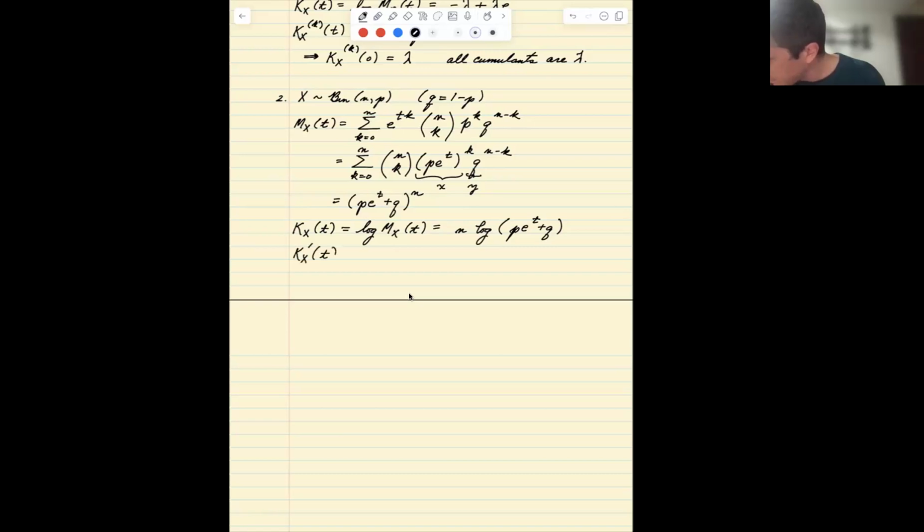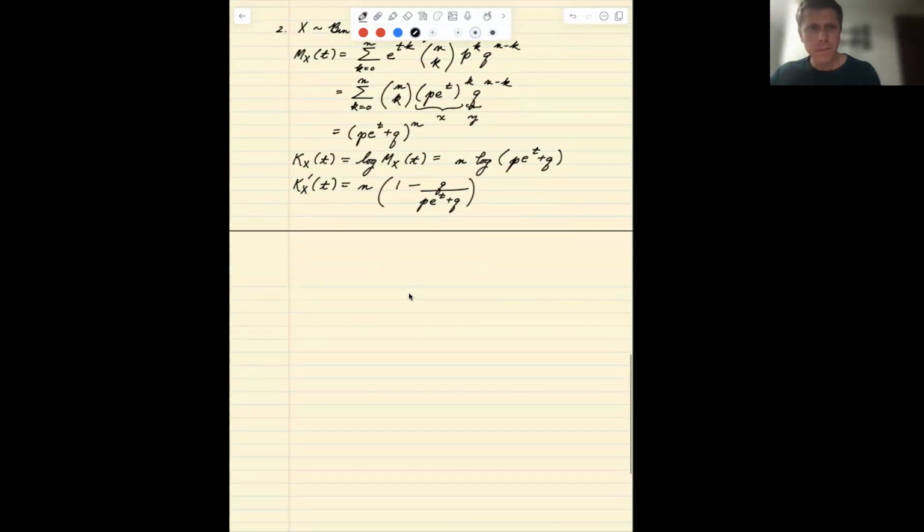The first derivative of the cumulant generating function here is n times (1 minus q), e to the t, over p e to the t plus q. The second derivative is npq e to the t over p e to the t plus q, squared.